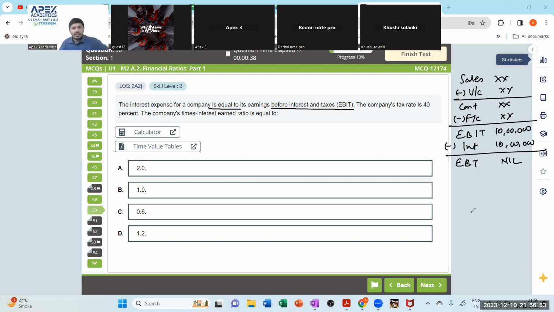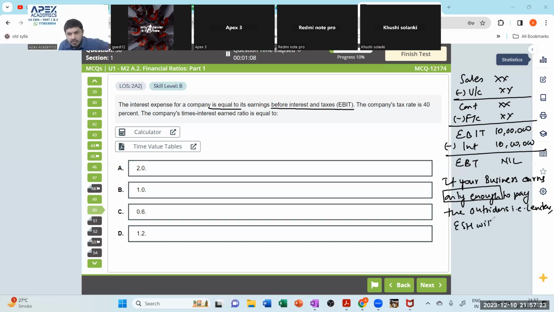Always keep in mind one thing. If your business earns only enough to pay the outsiders, that is the lenders, the equity shareholder will die hungry.